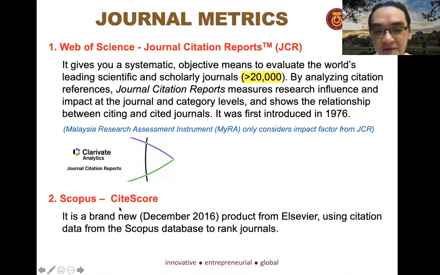Scopus itself has a metric called CiteScore. Actually, the history of CiteScore is very short compared to the Journal Citation Report. CiteScore only started in 2016. I think the Journal Citation Report, if I'm not mistaken, started in 1976, something like that, which means 30 to 40 years ago. So there is a difference.